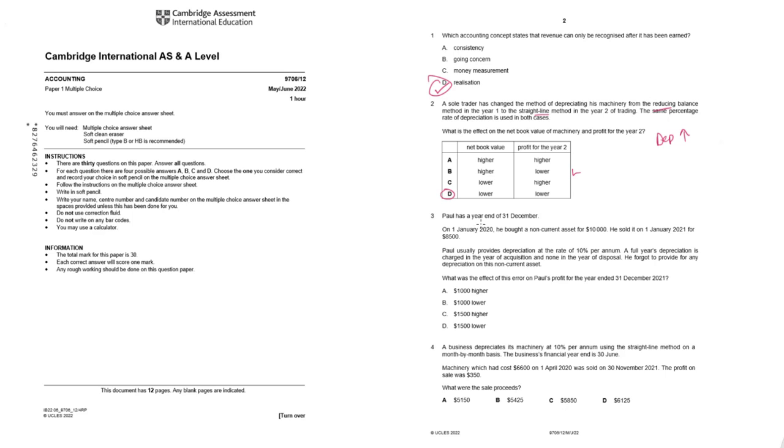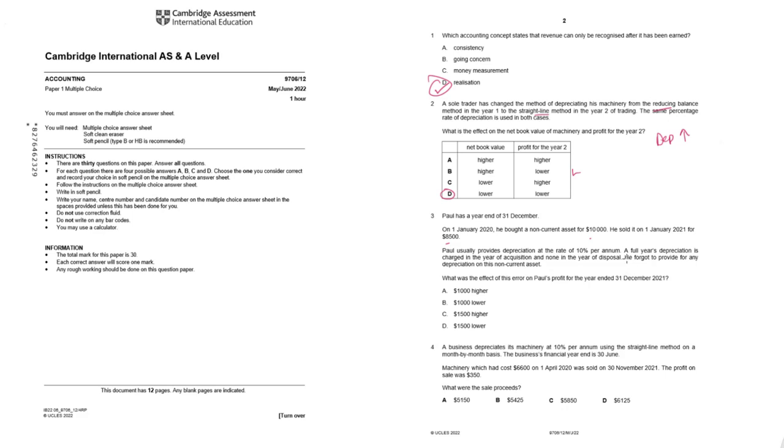Third one, Paul has a year end of 31st December. On 1st Jan 2020, he bought a non-current asset for 10,000, sold it on 1st Jan 2021 for 8,500, which is after 1 year. He usually depreciates 10% per annum. A full year's depreciation is given in the year of acquisition, none in the year of disposal. He forgot to provide for any depreciation on his non-current asset. What is the effect of this error on Paul's profit for the year ended 31st December 2021, basically the year in which the asset was sold?